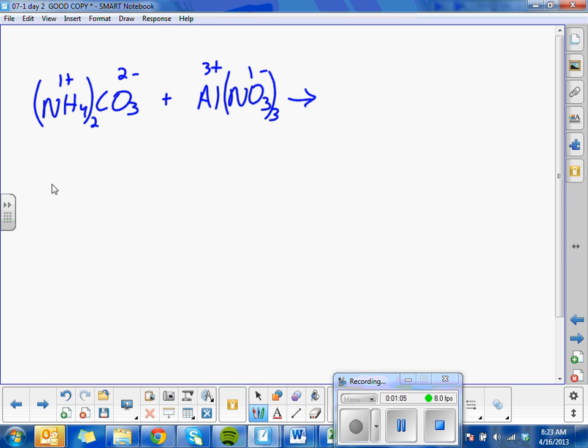we have ammonium nitrate over here. And that's a 1 plus and that's a 1 minus, so we don't have to crisscross anything. And we end up with aluminum carbonate. Aluminum is a 3 plus, carbonate is a 2 minus. So we crisscross the 2. We do not need parentheses there, but we do need parentheses here, and there are 3.